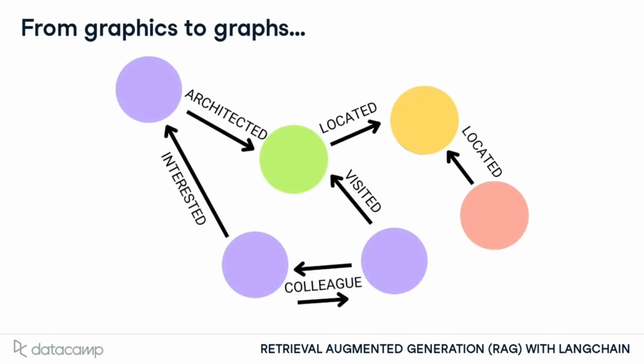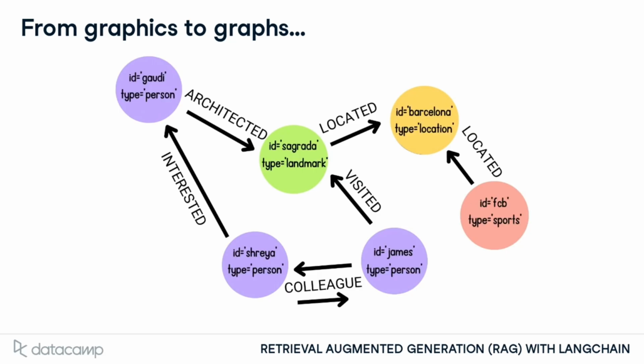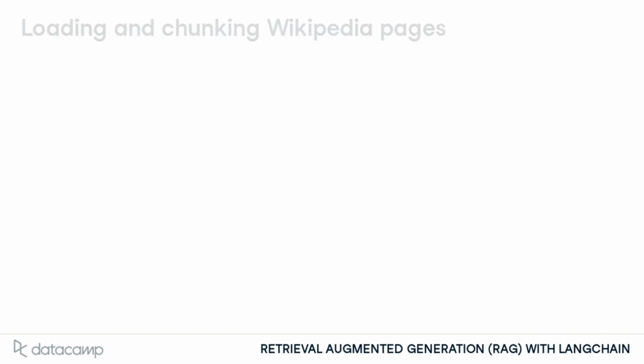Our entities are represented as nodes, where the color indicates the entity type, such as the person. The relationships are represented by edges with types like located and interested. Each node also has a type and unique identifier. Nodes can contain any number of properties represented as key value pairs.